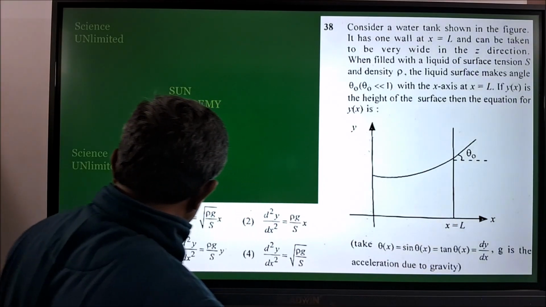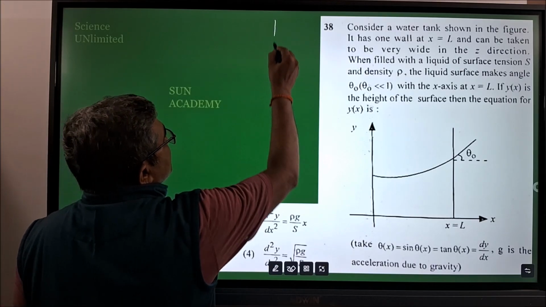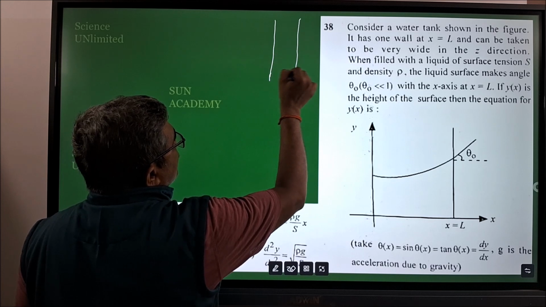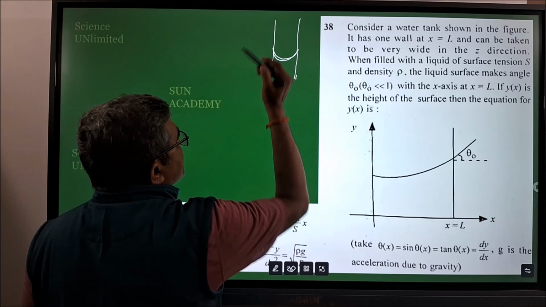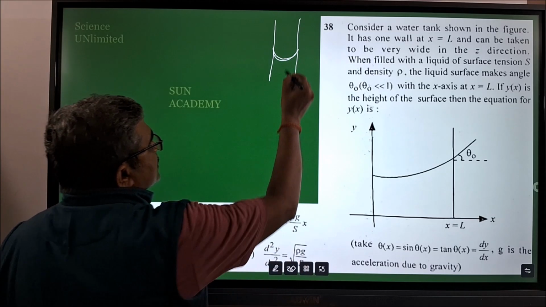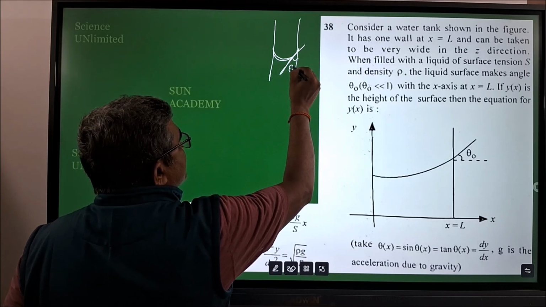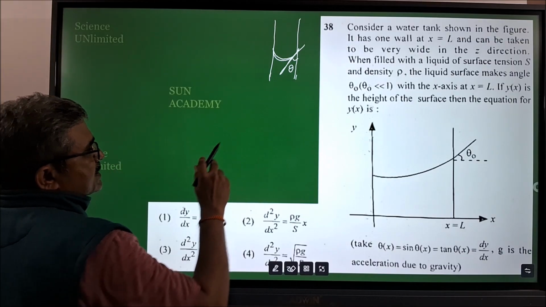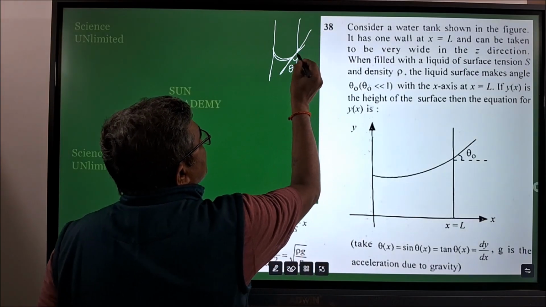In our NCERT textbook, we have the capillary rise concept. There, if you pour some water inside, it will rise like this. A spherical shaped surface will form in it. If you take the tangent here, this angle is called the meniscus angle. But that is not what is given here.